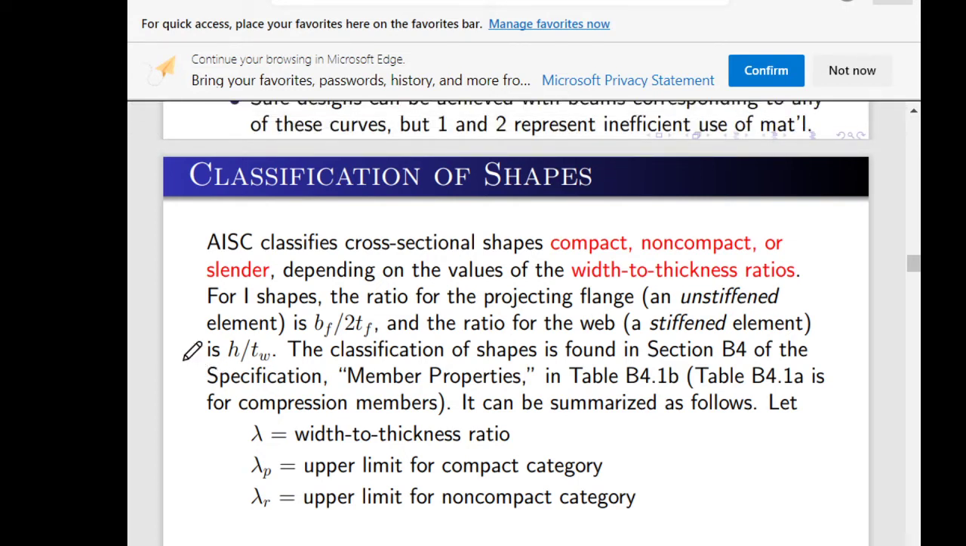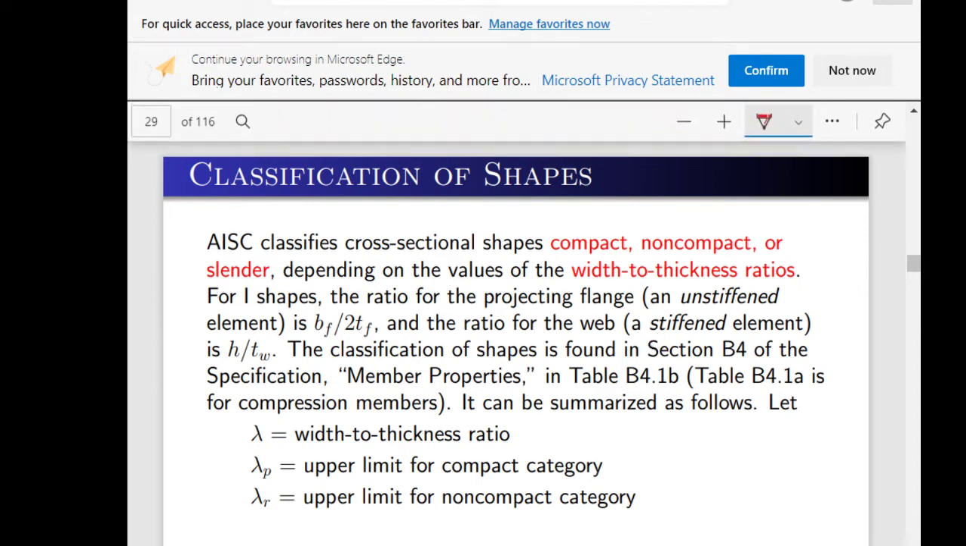The classification of shapes is found in Section B4 of the specification, member properties, in Table B4.1b. Table B4.1a is for compression members. So it can be summarized as follows. You already learned this, di ba?